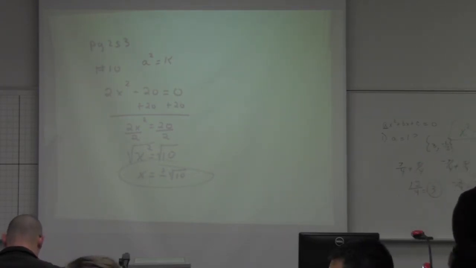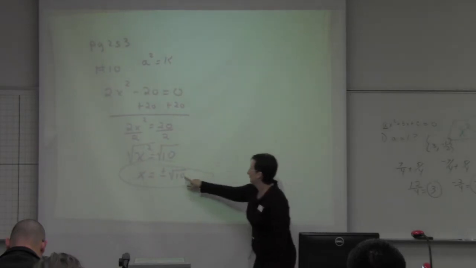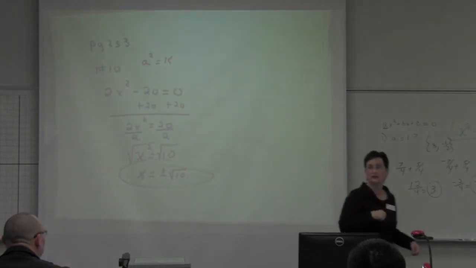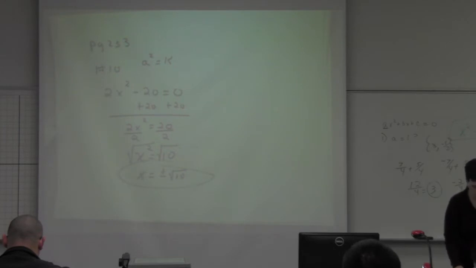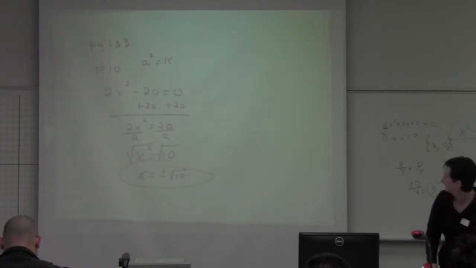Erica? Say that again? Oh, good question. Because this number under the radical is positive. If it was negative, it would have an i. Yes? Shaquille, you have a question? Okay. All right, let's see, we've got another one here. Number 20. Let's do number 20.